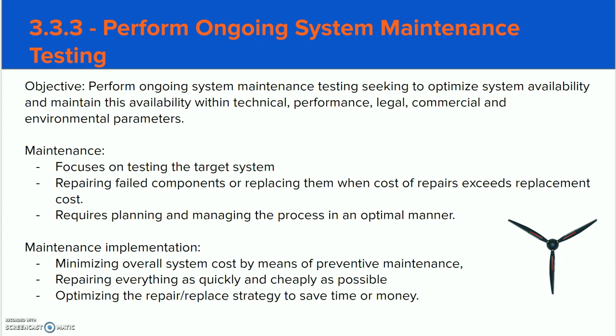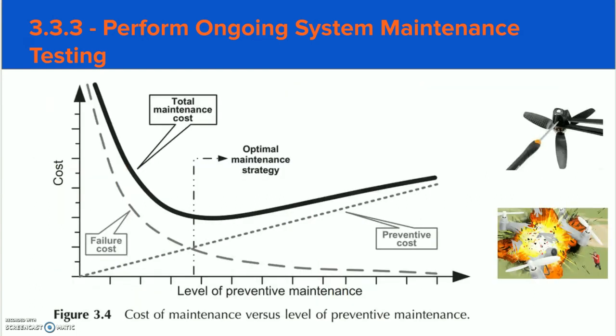Maintenance encompasses the set of activities that aim to sustain a system, a condition deemed necessary for it to properly fulfill its functions. On Figure 3.4, cost of maintenance versus level of preventive maintenance. Here, the failure cost decreases exponentially with the amount of preventive maintenance, whereas the cost of preventive maintenance is drawn as an increased linear function. Therefore, the total cost of maintenance is the sum of these two components. We actually want to be in the sweet spot between failure cost and preventive cost in the optimal maintenance strategy, right here.